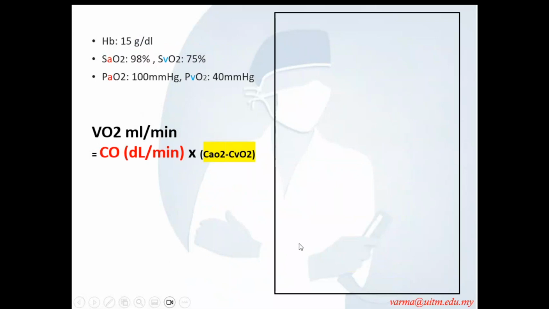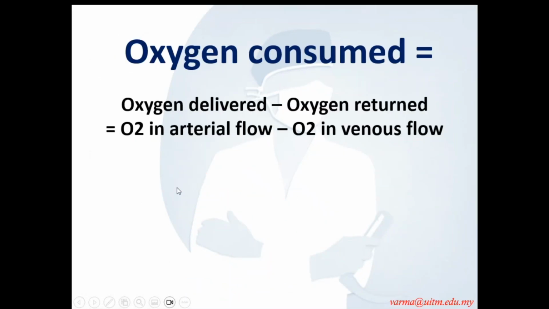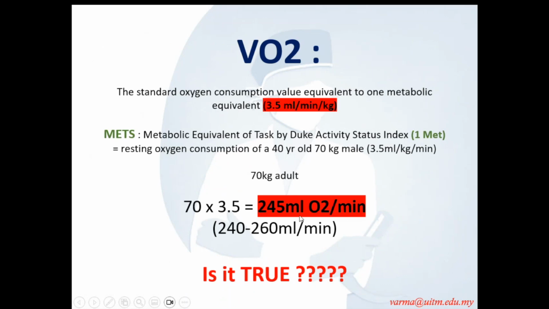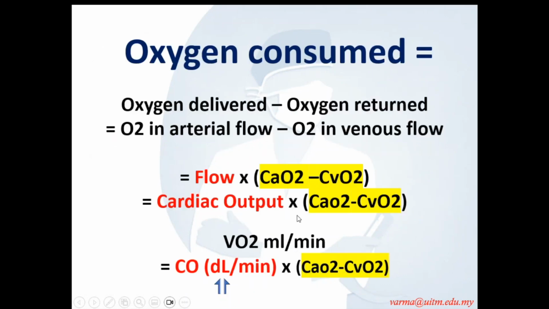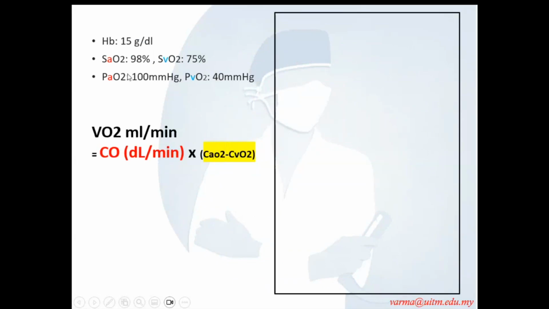So let's calculate again. Is the value that has been given here true or not? By equation, let's do it again. We have already calculated CaO2 minus CvO2 just now. The CaO2 is around 20 mL of oxygen and your CvO2 is around 15.22. We take roughly 15.22, we just take 15. So the difference between arterial and venous is 5 mL of oxygen.